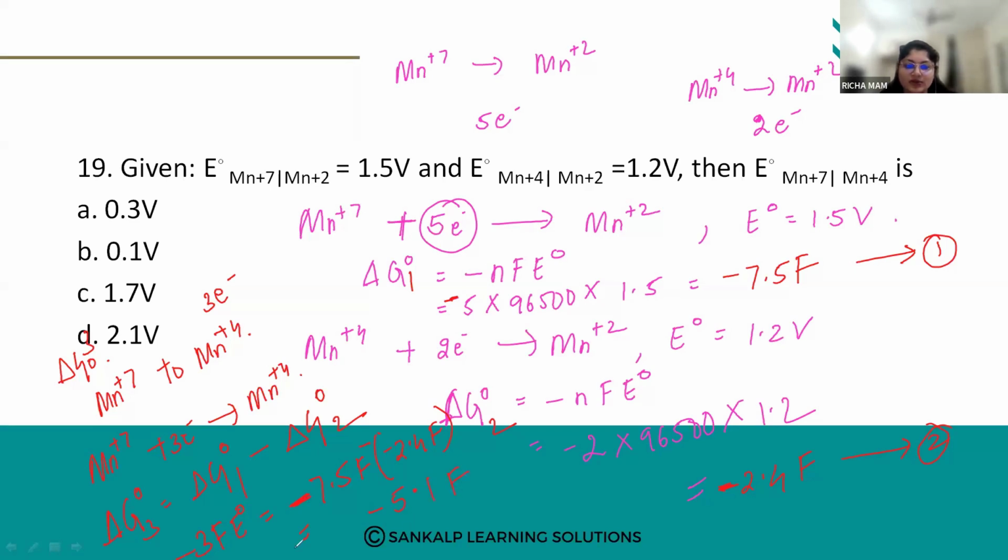Now take this side, minus 5.1, and minus, that will become plus 3 on the other side.